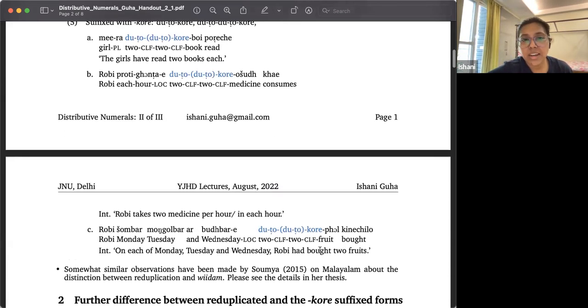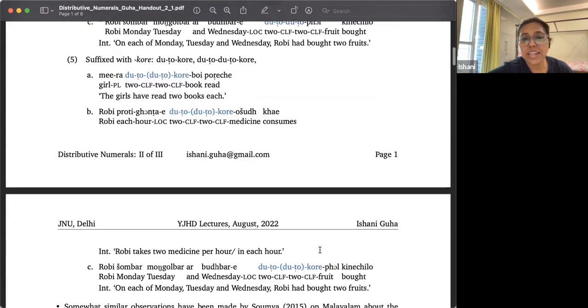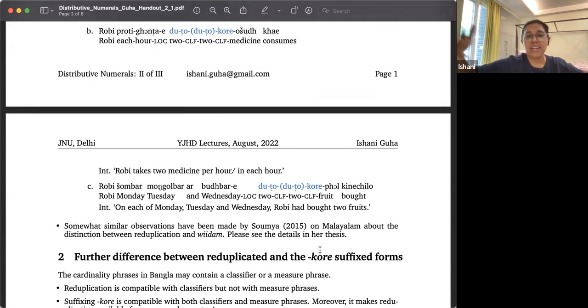for me, because honestly, my work and her work are in parallel. My work is after hers, of course, but I was not even aware of her work. I just became aware of it. I got her thesis like 3 weeks back. So it's amazing that in two quite unrelated languages, you see a very similar kind of pattern in terms of how the different forms of numerals are behaving in terms of their interpretation.